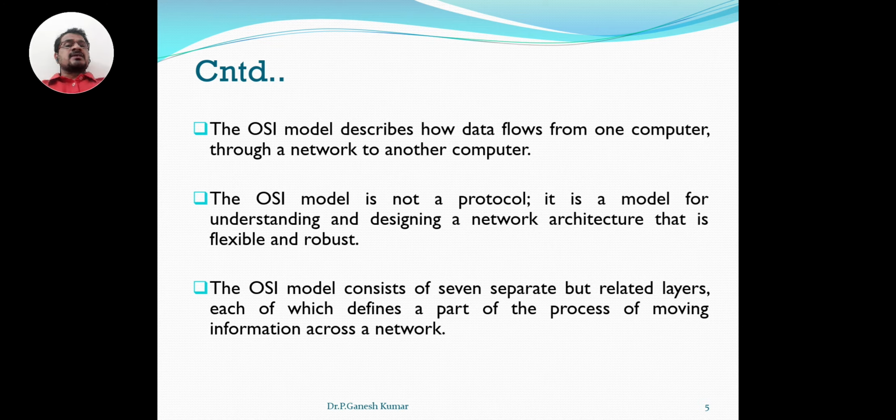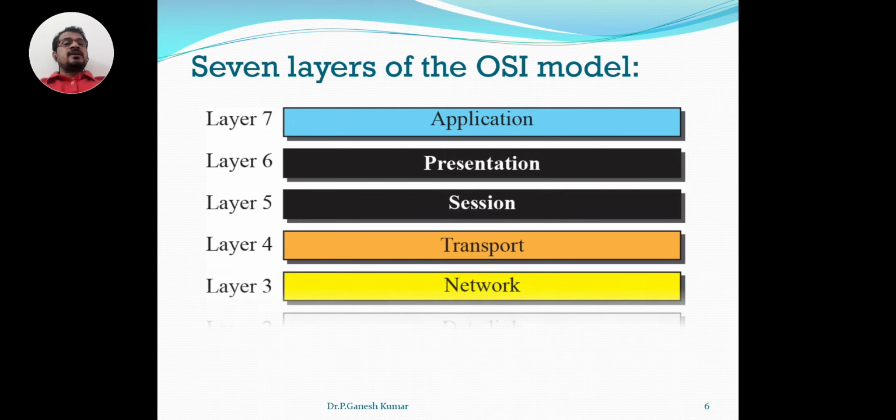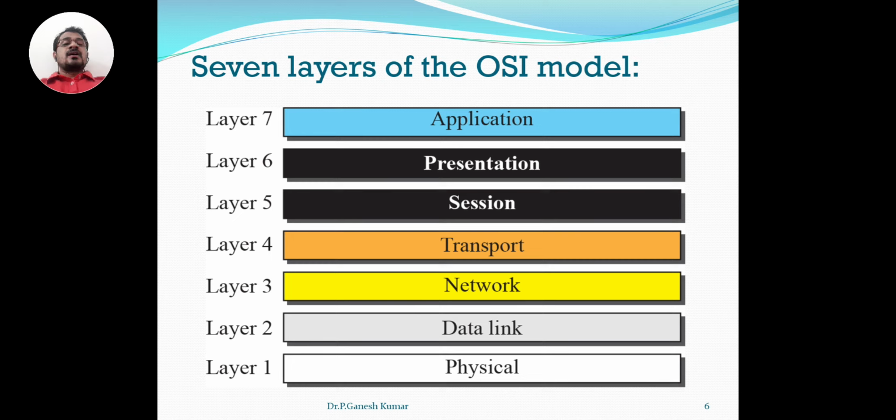The OSI model consists of 7 separate but related layers, because one layer has to do with the other layer's function. One layer has to collaborate with the adjacent layer's function. Each of these layers defines a part of the process of moving information across the network. Now let us see the 7 layers of the OSI model. We will start from top to bottom: application, presentation, session, transport, network, data link, and the physical layer.